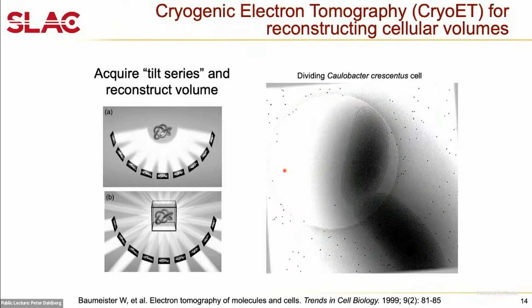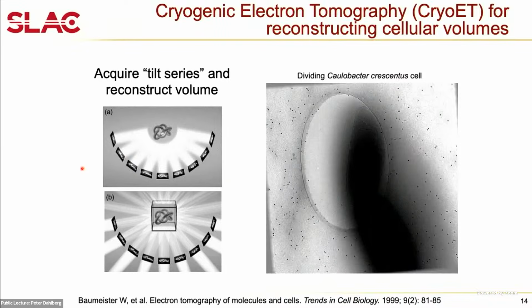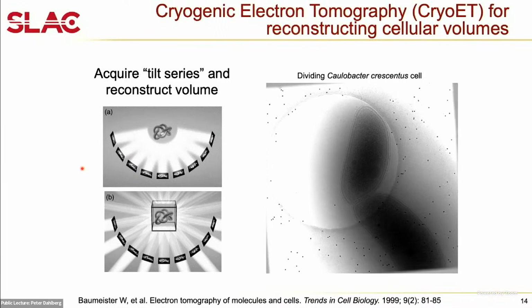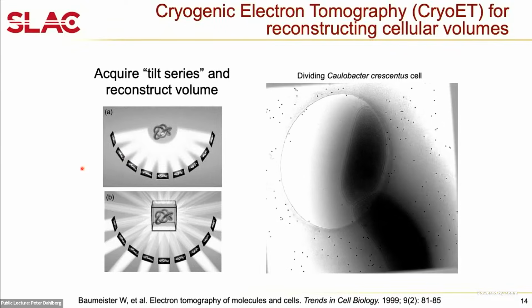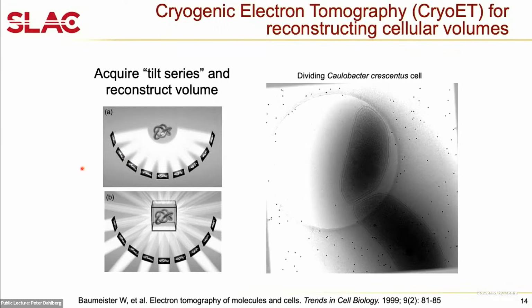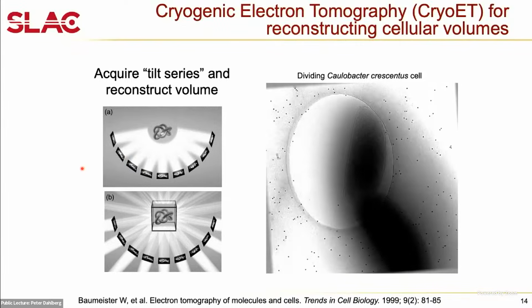You also see in this sample a bunch of these small black specks. These are small gold beads that I add to the sample that allow me to align one projection image to the next. As I play this video, I've stitched all those projection images into a single video, and that looks something like this. It's from this tilt series, as I'll call it, that we're able to reconstruct a 3-dimensional volume.